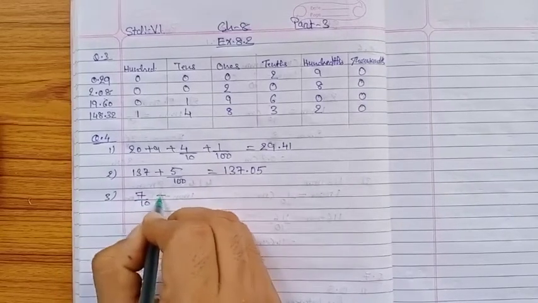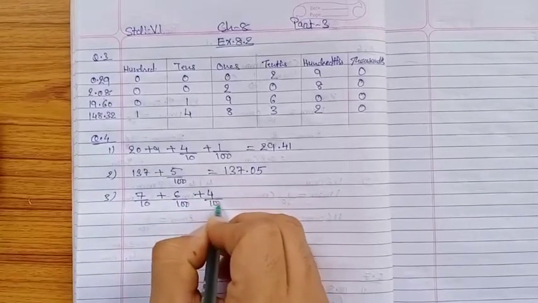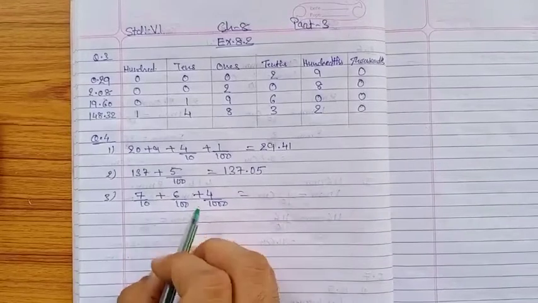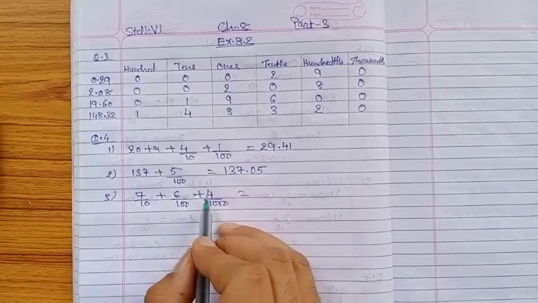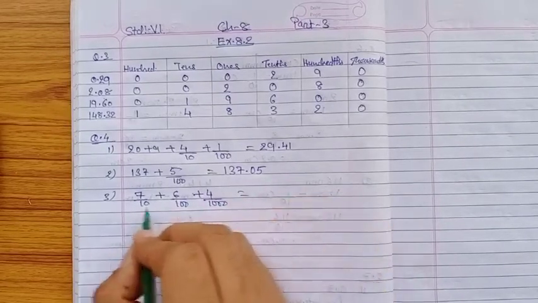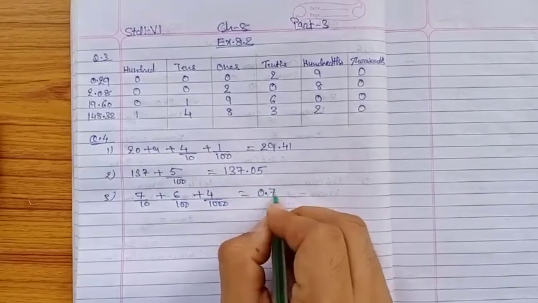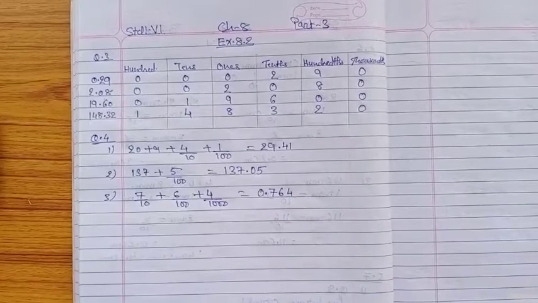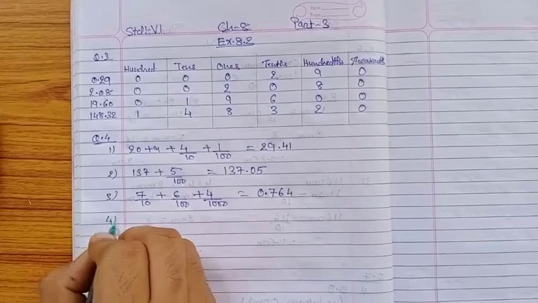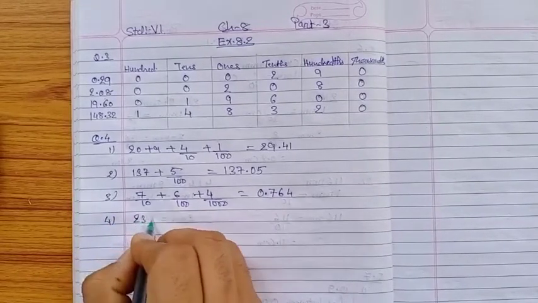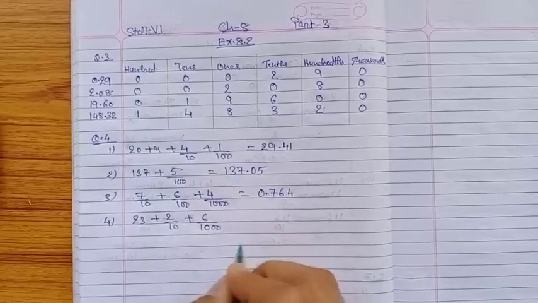Now 7 upon 10 plus 6 upon 100 plus 4 upon 1000. So 7 is at the tenths place, 6 is at the hundredths place and 4 is at the thousandths place. In the ones, tens and hundreds there is nothing, so we'll put 0 there. Now 7, 6, 4 will be the number, which means 0.764.